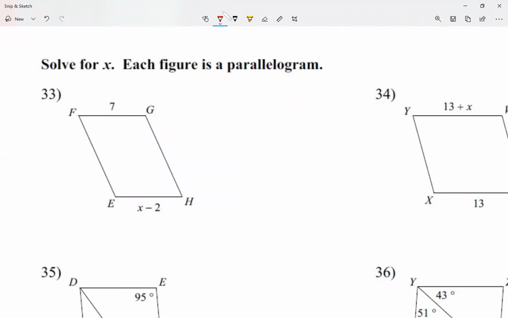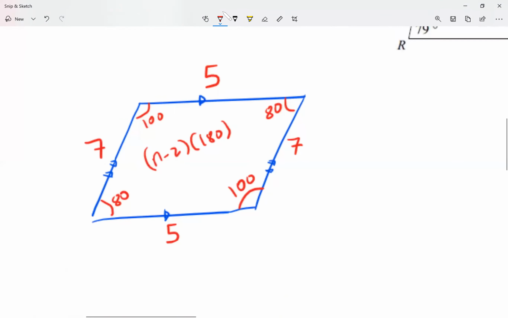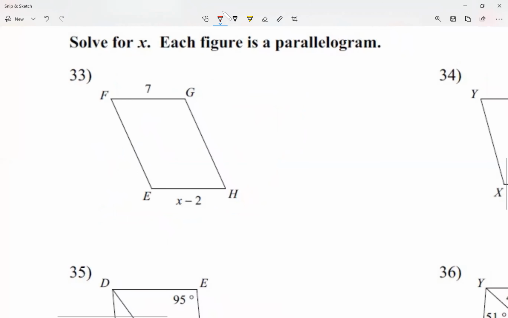All right, so let's take a look at question number 33. For today's notes, we're going to work 33 and 34. So solve for x, each figure is a parallelogram. I'm talking about the sides here. If you notice back on my picture here, every time I was discussing sides, the numbers were outside of the figure. Every time I'm discussing angles, the angles are inside the figure. So now looking at this one, I'm talking about the sides.